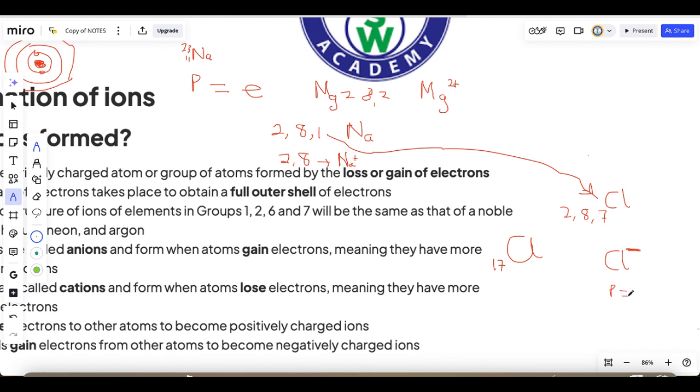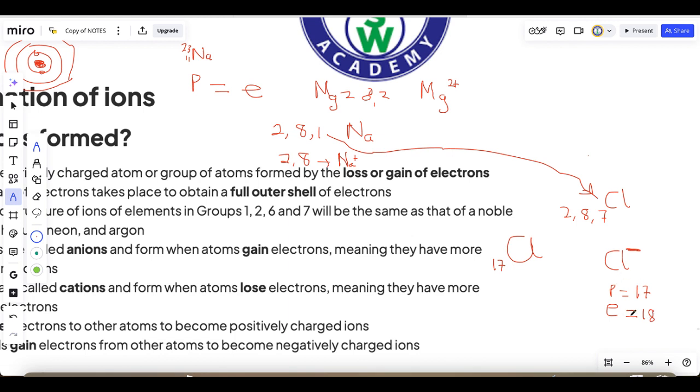Electrons are now more. Protons are 17, but what about electrons? The number of electrons will now be 18, no more 17. Why? Because it gained one extra electron from sodium. So for chlorine, the electrons will be 18. You can see electrons are more than protons. That's why it's negatively charged.